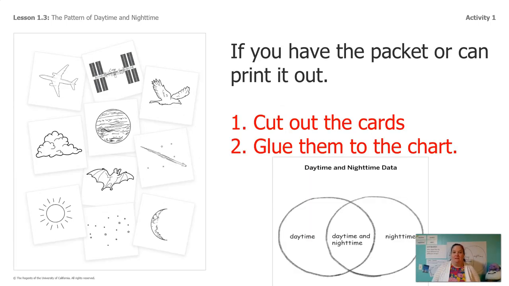Okay, you have a couple choices at this part. If you have the packet that goes along with this unit, or you can print it out, then what you're gonna wanna do is cut out these cards and then stick them on your chart, because you have a chart just like mine. Go ahead and sort these cards. Where do you think they go? Daytime, nighttime, or daytime and nighttime? And as soon as you're happy with where they are, you can glue them to the chart, okay? If you don't have the packet, it's totally okay, because we're gonna go ahead and place these cards together as a group. But if you do have the packet, you wanna pause this video now so that you can do it on your own before you see my ideas, okay?